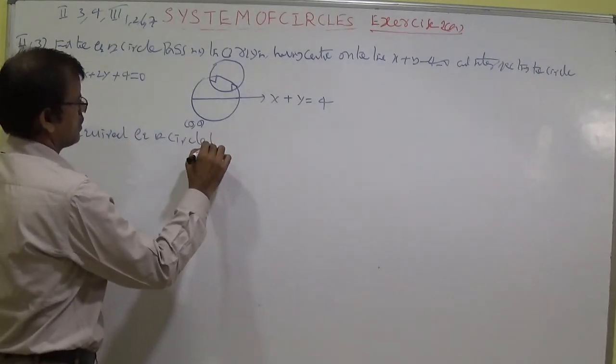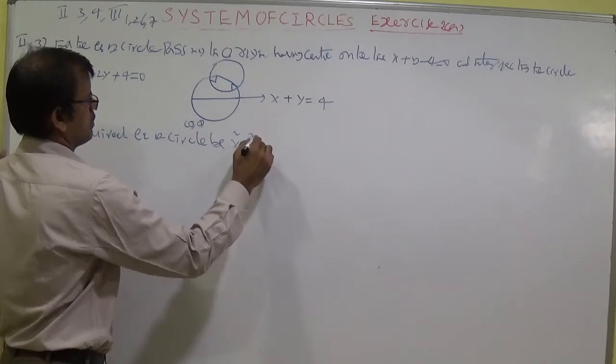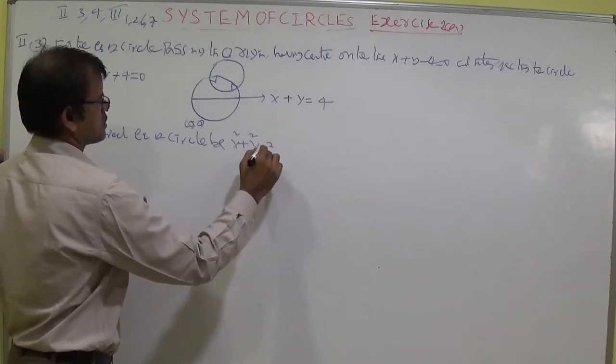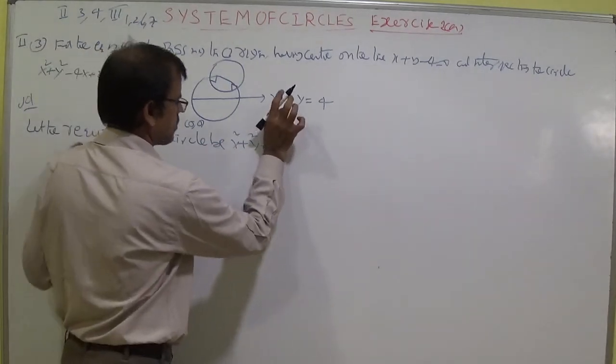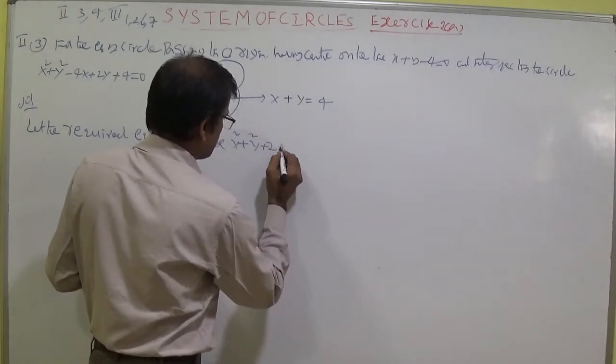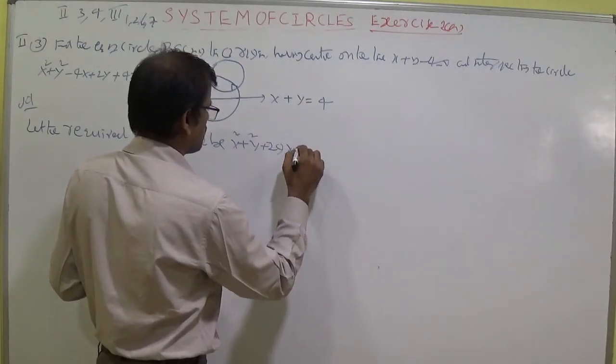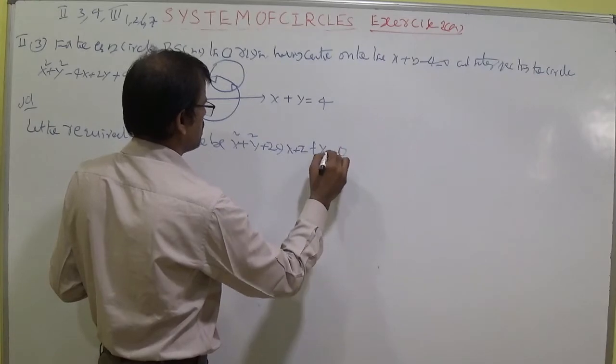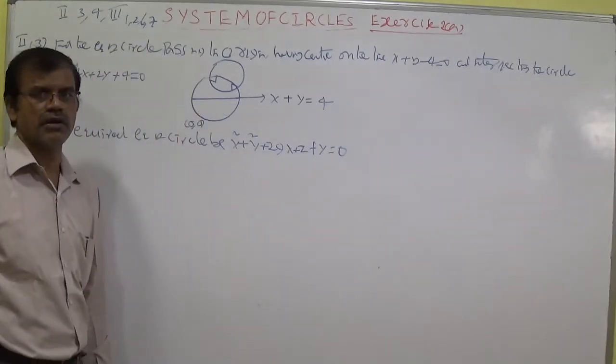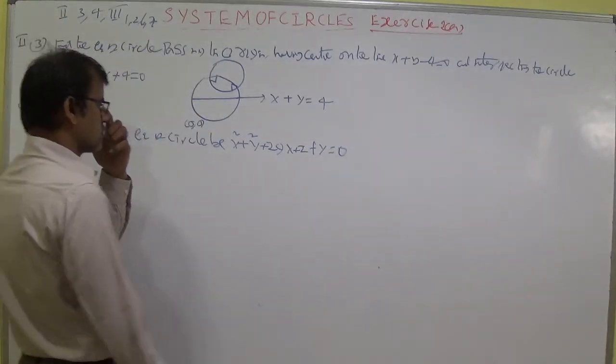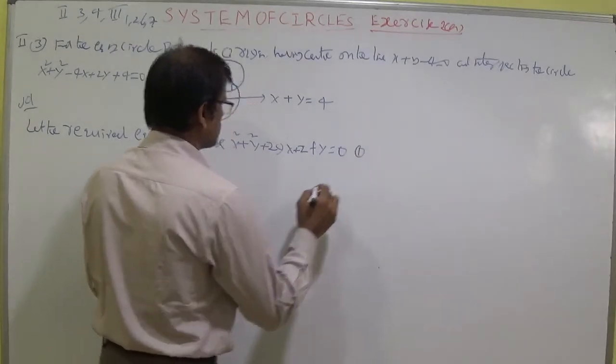Let the required equation of circle be x square plus y square plus 2gx plus 2fy. Directly you can write, because there is no chance to get C because it is passing through origin: x square plus y square plus 2gx plus 2fy plus C.